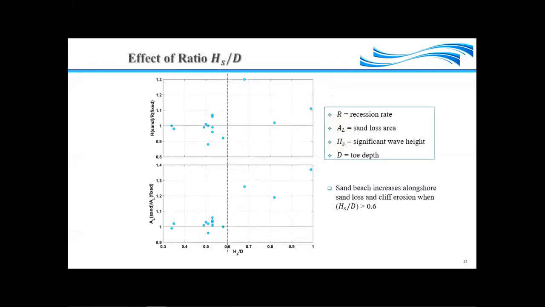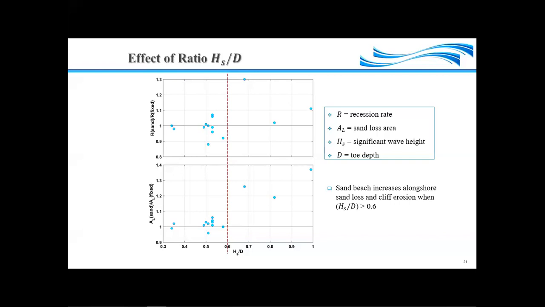And our conclusion is, if depth is big enough, this is wave height divided by the water depth at the top. If water depth is large enough relative to the incident wave height, it doesn't matter too much whether you have sand on the bottom or a fixed concrete bottom. On the other hand, if you go to the shallow, then whether you have sand or a concrete bottom affects cliff erosion.